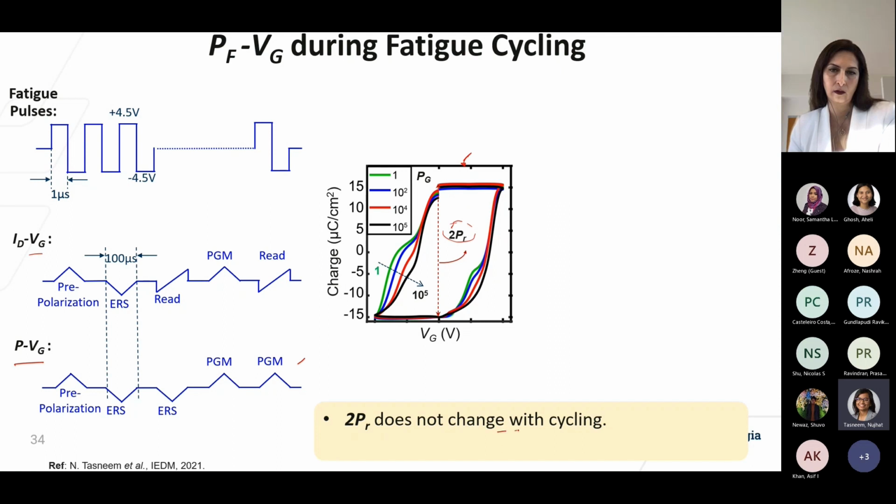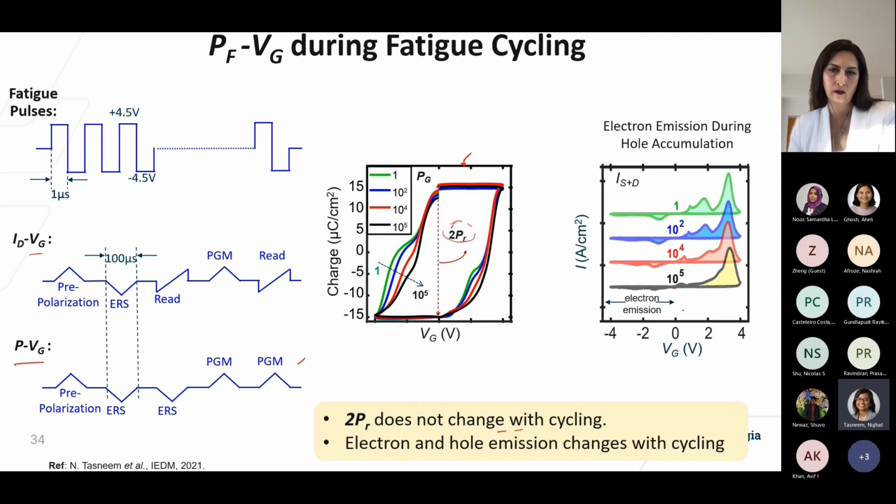What ends up changing is actually the amount of electron emission, shown by these peaks at the negative voltage side of this figure during hole accumulation, and also the hole emission during electron inversion. So again, bottom line is that 2PR does not change with cycling, but the amount of electron and hole emission are the values which end up changing with fatigue cycling.